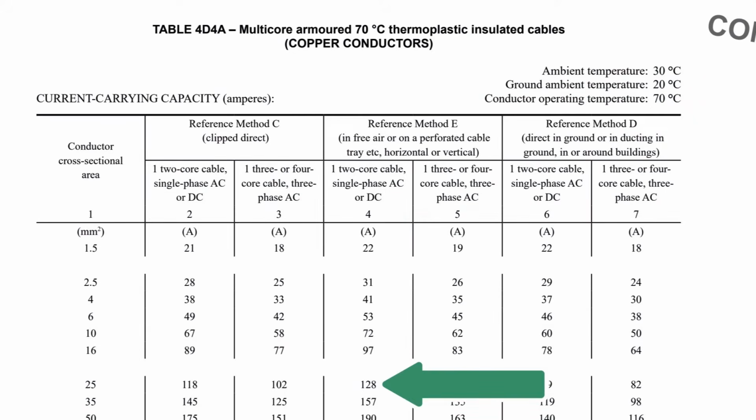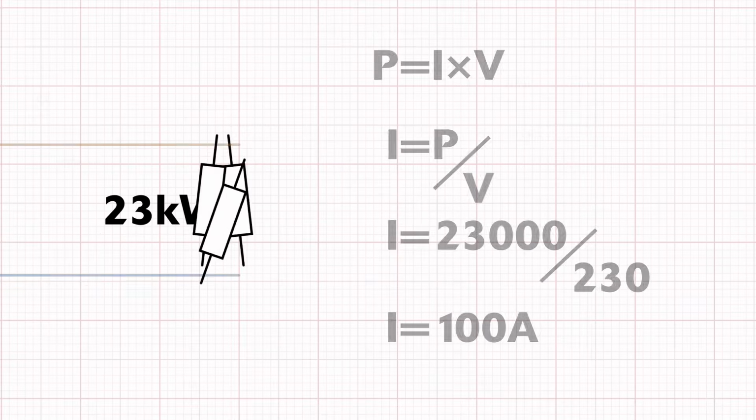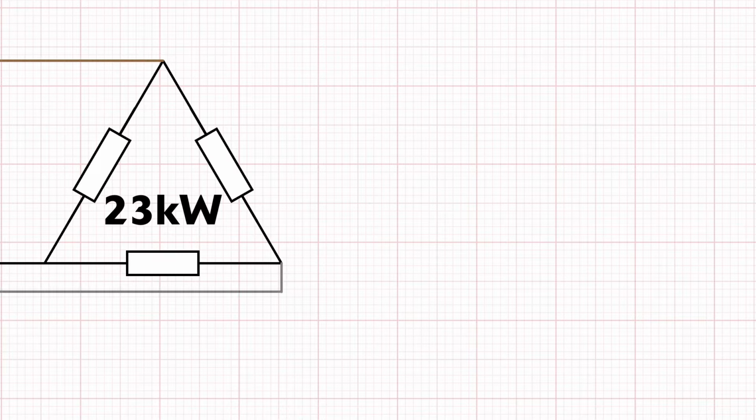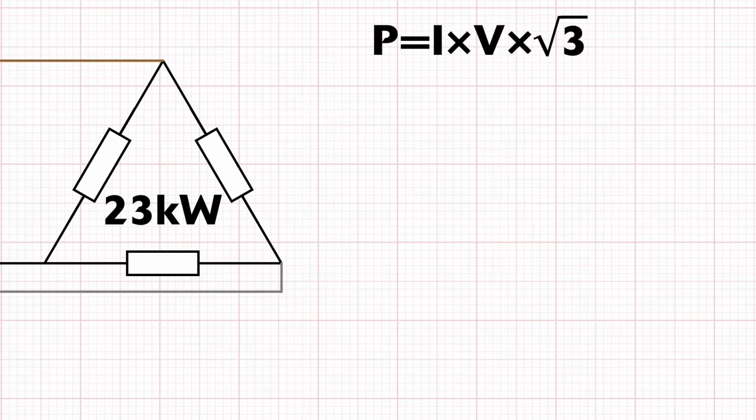If we were to supply that same 23 kilowatt load with a three-phase supply, what difference would it make? Well, the relationship between power, voltage and current in a three-phase system is similar to the one for a single-phase system, but with a couple of key differences. It looks like this. P equals I times V times by the square root of 3.